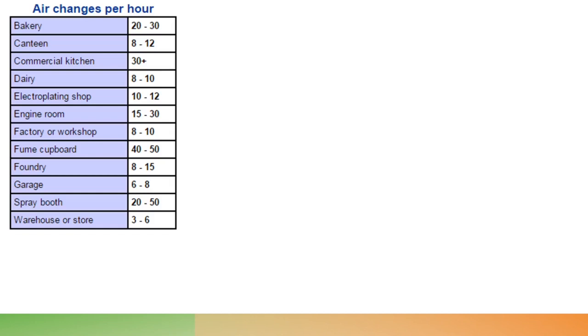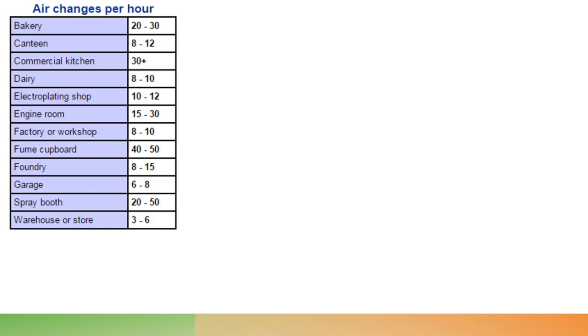So you can see here a bakery, obviously we're talking very hot temperatures, lots of humidity. If we had 300 cubic meters within the bakery, then that needs to be changed 20 to 30 times an hour. So every 2 minutes, at least, every single bit of air in there is going to have to be changed. So there's a lot of extraction and ventilation involved with that.